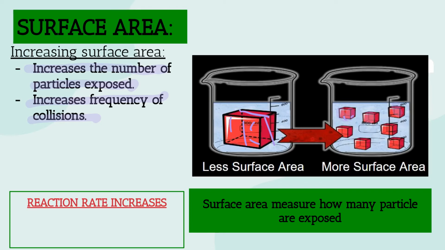Now you have, what, 6 sides on the cube here? You have 6, 6, 6, 6, 6, 6, 6. So 1, 2, 3, 4, 5, 6, 7. So 6 times 7. So you have 42 different spaces versus 6 areas to react, which means that we've increased the frequency of collisions because more parts of the particle can be exposed to the other reactant. So surface area measures how many particles are exposed.